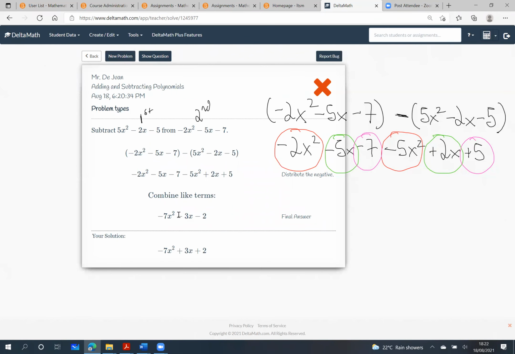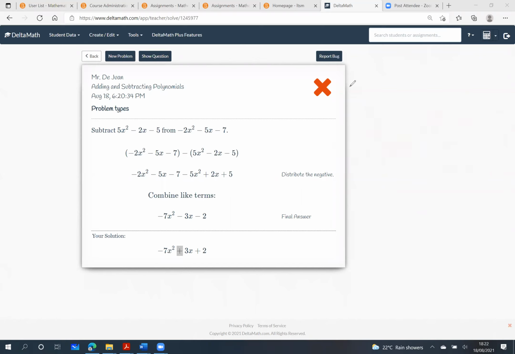All right. What did I do? Oh, David. I typed in a plus when I obviously meant to type in a negative, which is negative 5x plus 2x is obviously negative 3x. Come on, David. Sorry about that one, chicos.